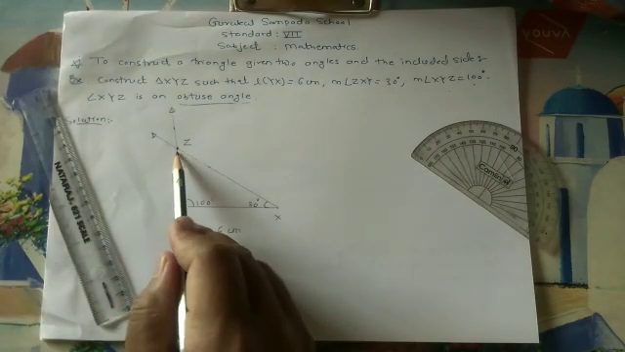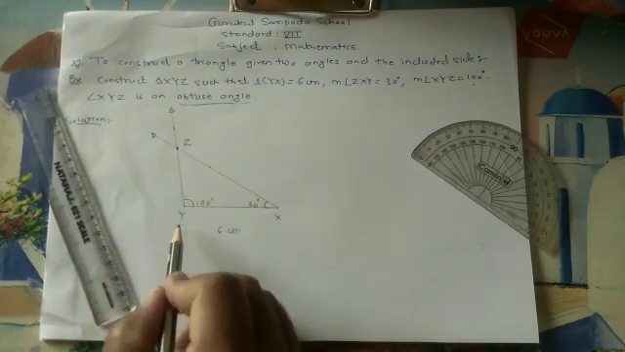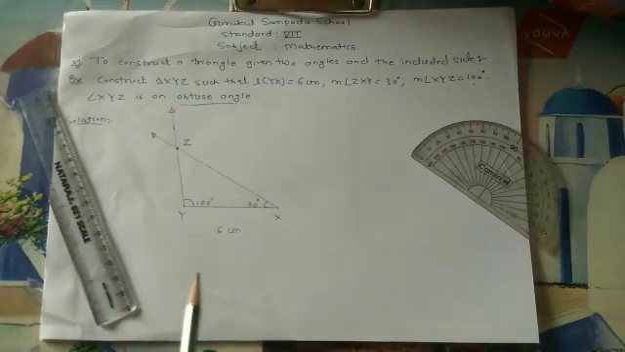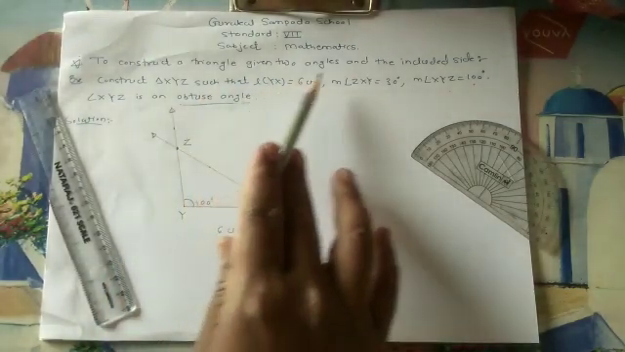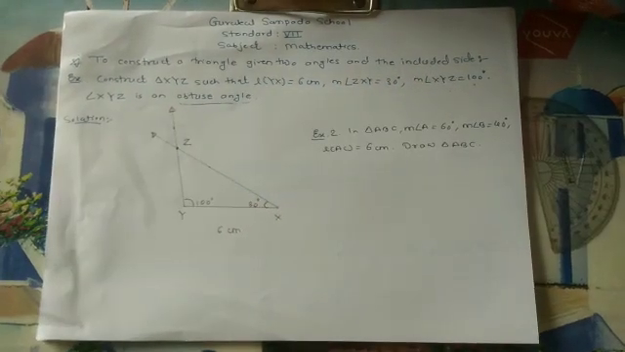These two lines will intersect at point Z, okay. So this will be a triangle XYZ. So here we studied how to construct a triangle given the two angles and the included side. Now I will take one more question.